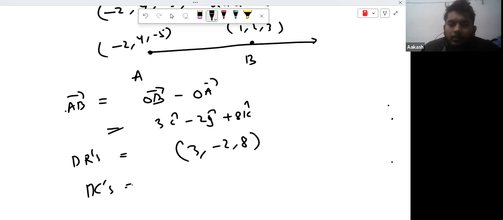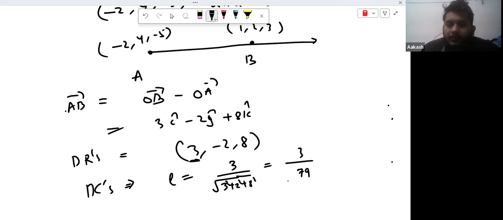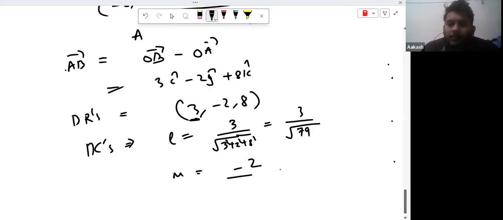Okay, so for the direction cosines, l will be equal to 3 upon the square root of the sum of 3 squared plus 2 squared plus 8 squared. Which is 3 upon root of 9 plus 4 plus 64. M will be -2 upon root 79 and n will be 8 upon root 79. Did I add it wrong? 9 plus 4 plus 64, 78.